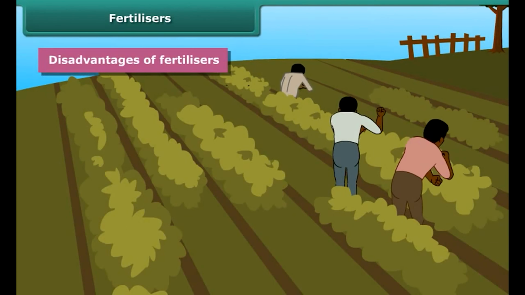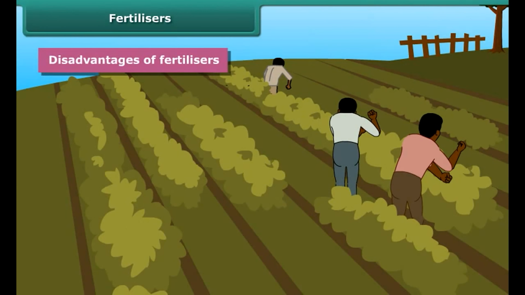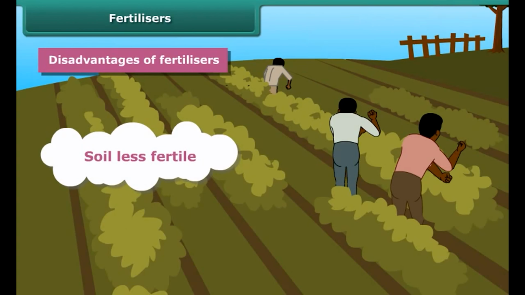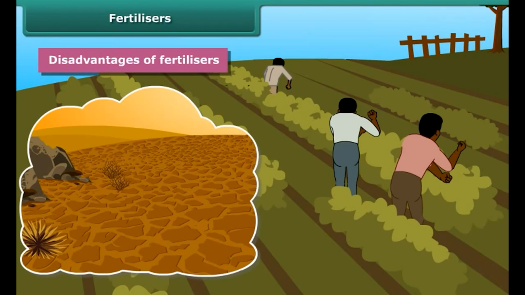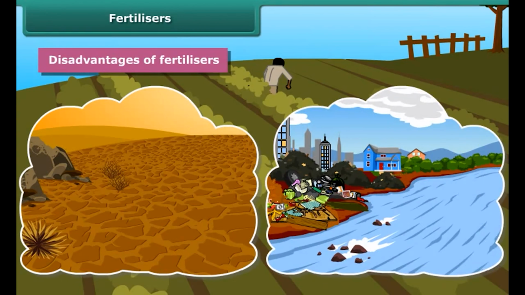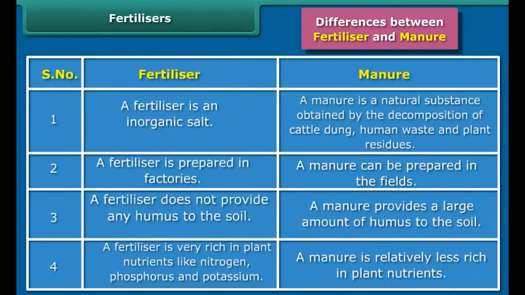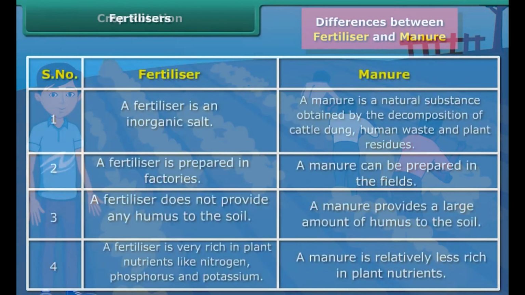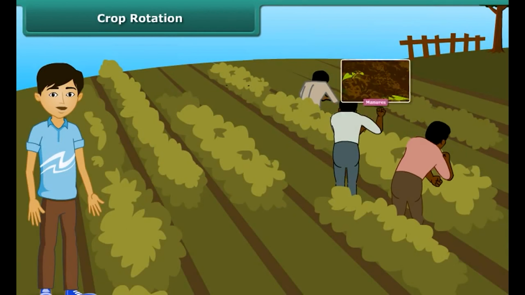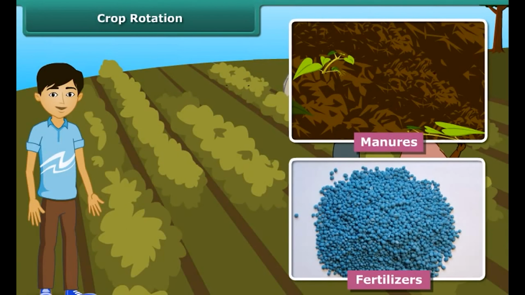However, there are some disadvantages of using fertilizers. Excessive use of fertilizers makes the soil less fertile, and they also have become a source of water pollution. Difference between fertilizers and manures. Till now we have learned about manures and fertilizers and their uses. Now let us move on to know another method of replenishing the soil with nutrients.